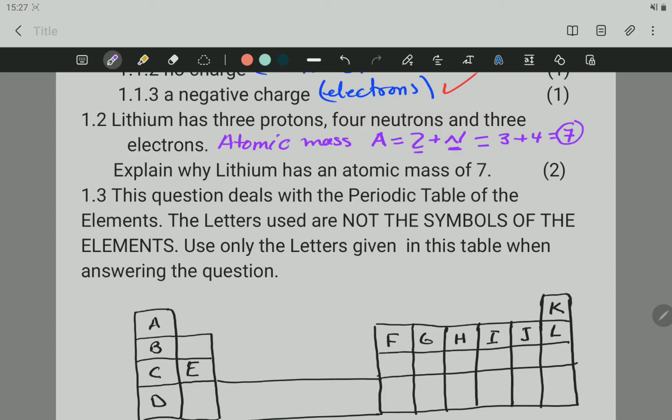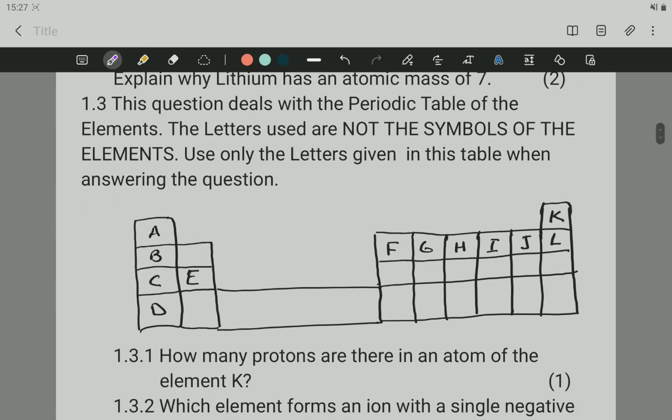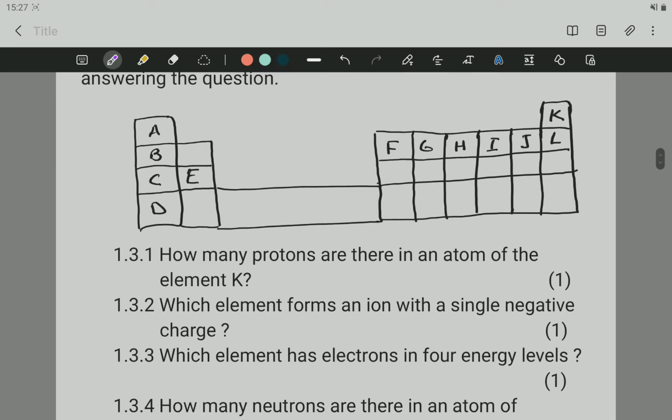Let's go to question 1.3. Now, question 1.3 said, this question deals with the periodic table of the elements. The letters used are not the symbols of the elements. Use only the letters given in the table when answering the question. So this is a piece of a periodic table. It is not the whole periodic table, it's just a small portion of it.